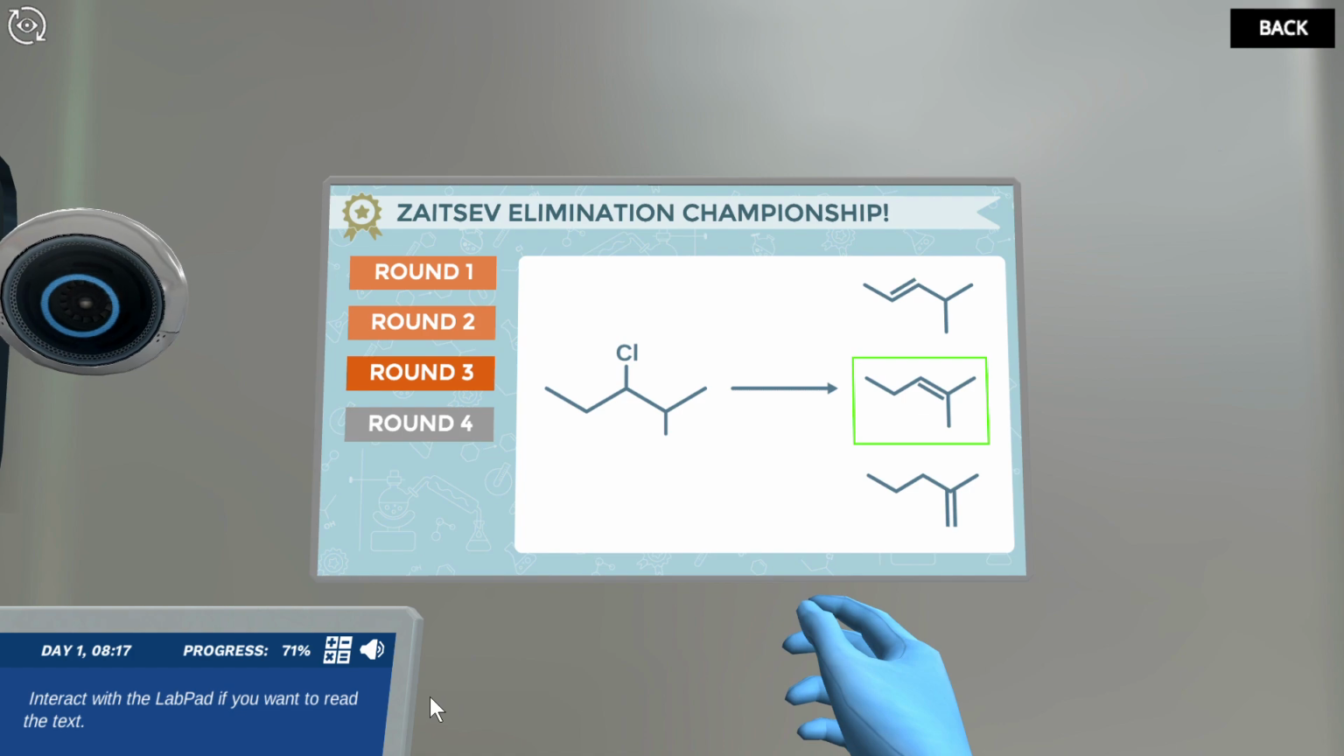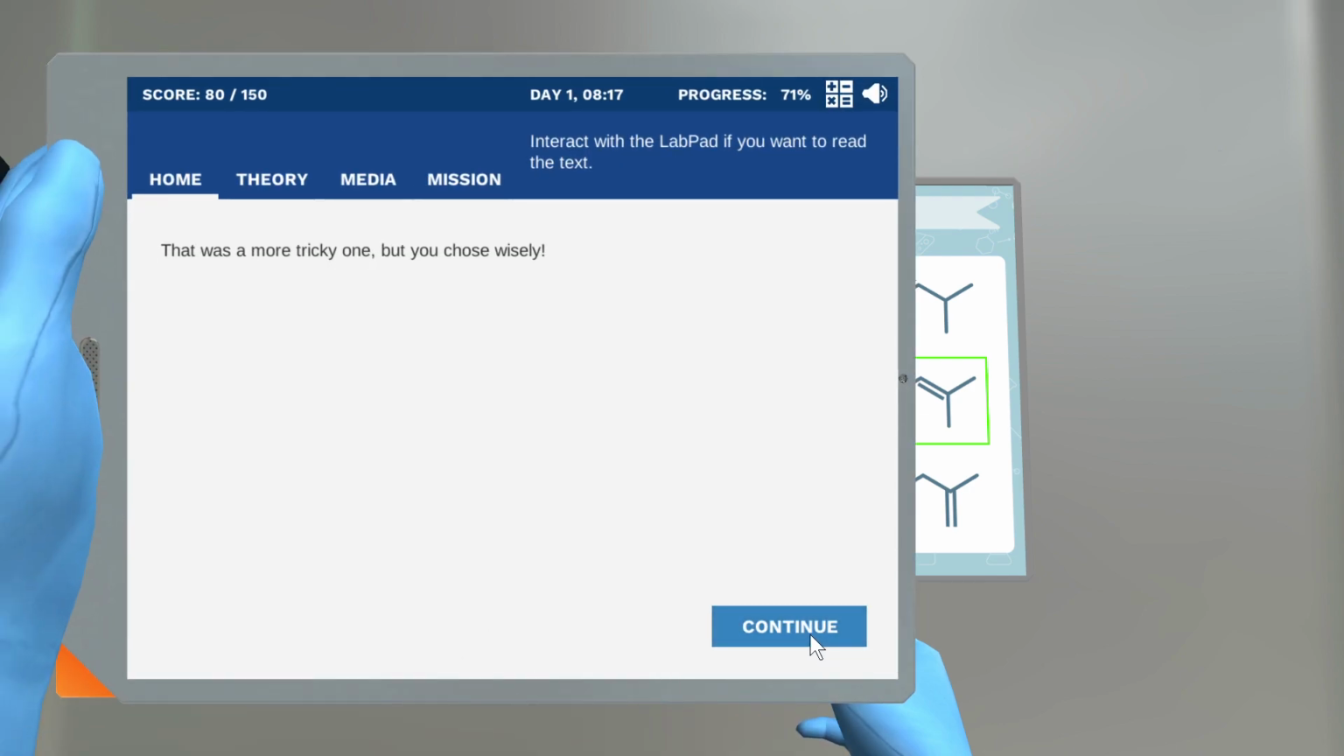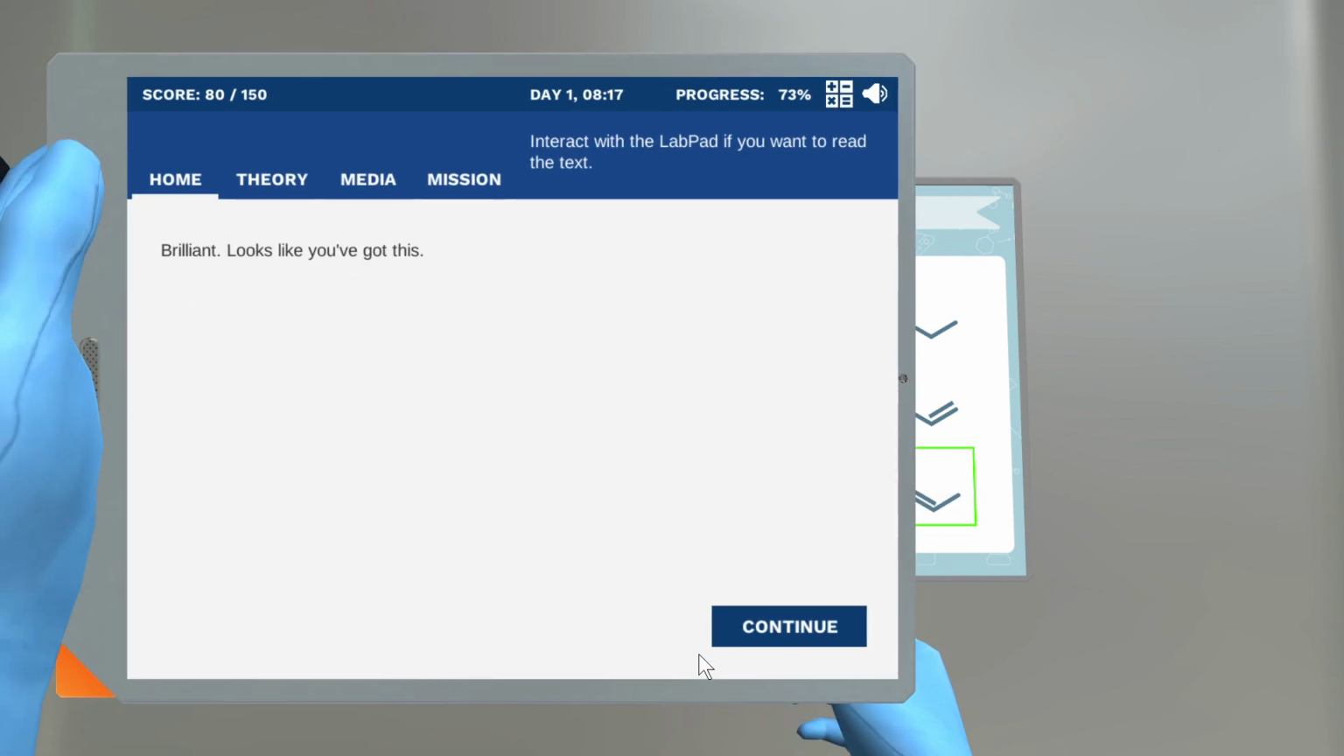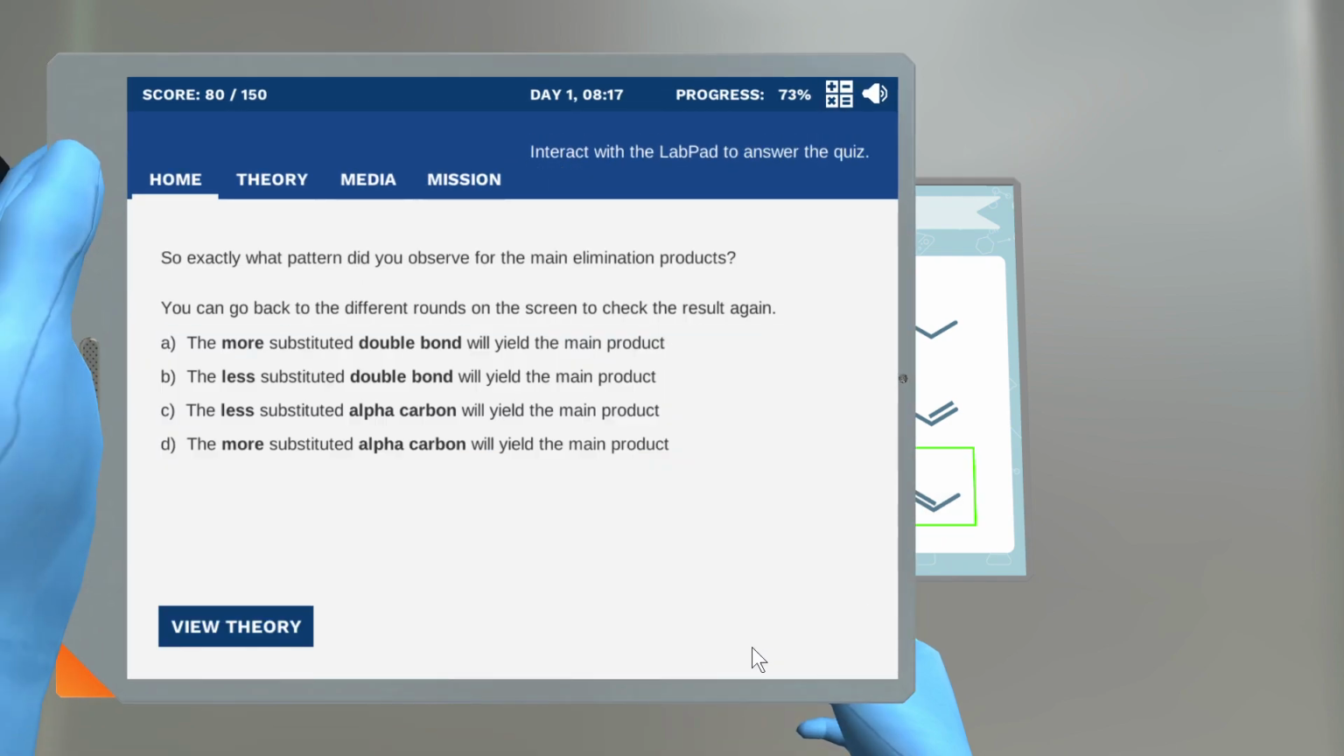That was a more tricky one, but you chose wisely. Click on the main elimination product of the reaction. Brilliant. So exactly what pattern did you observe for the main elimination products? You can go back to the different rounds on the screen to check the result again.